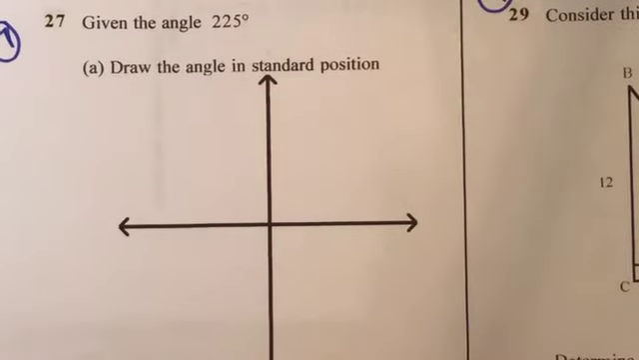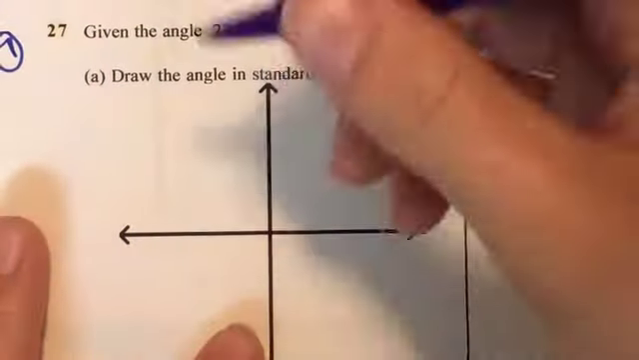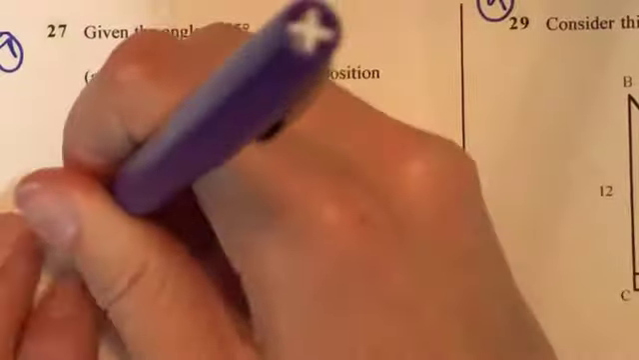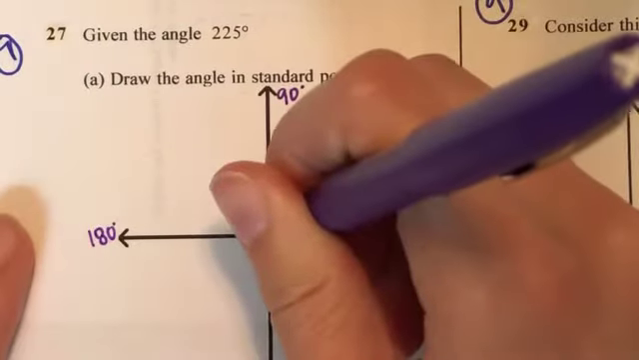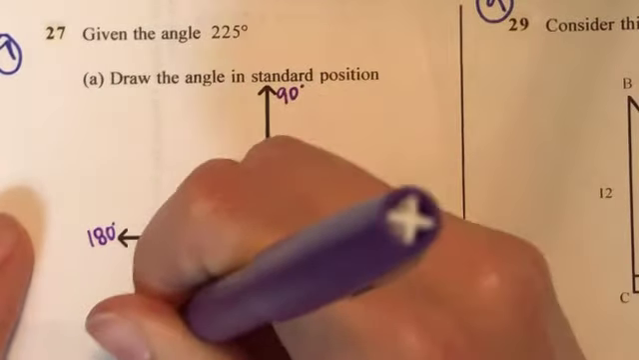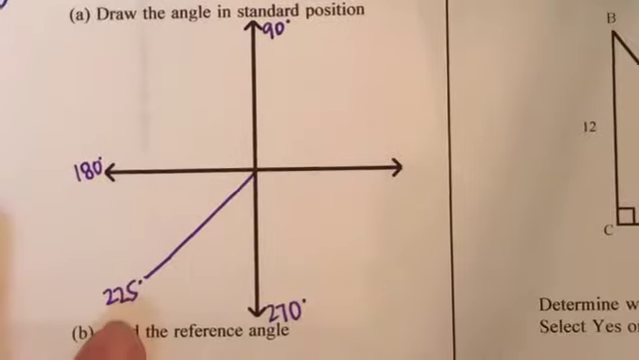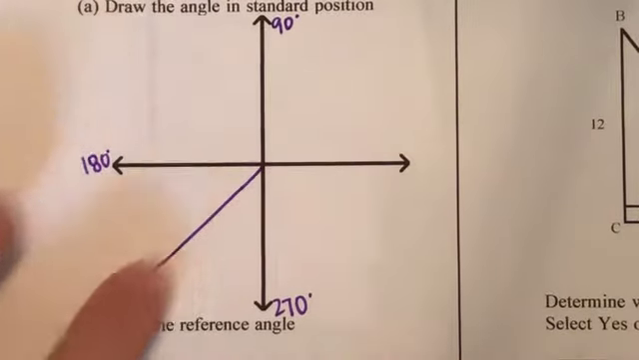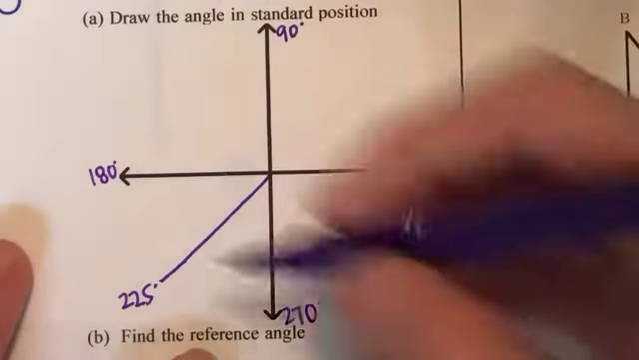Okay, given the angle 225 degrees, we're going to draw that angle in standard position. So we know 90 degrees is here, 180, 270, so 225 is going to be here in quadrant 3. So 225 degrees, and then for part B, we're going to find the reference angle.